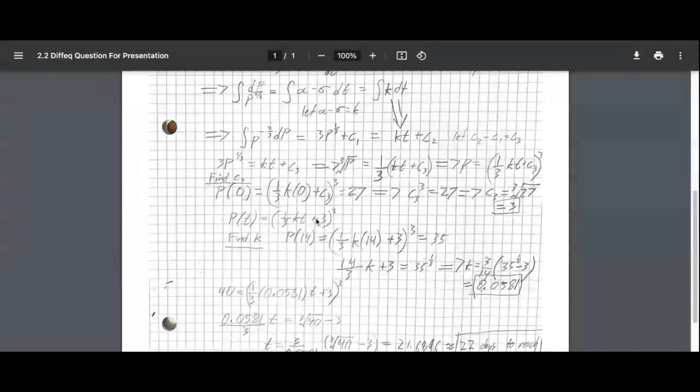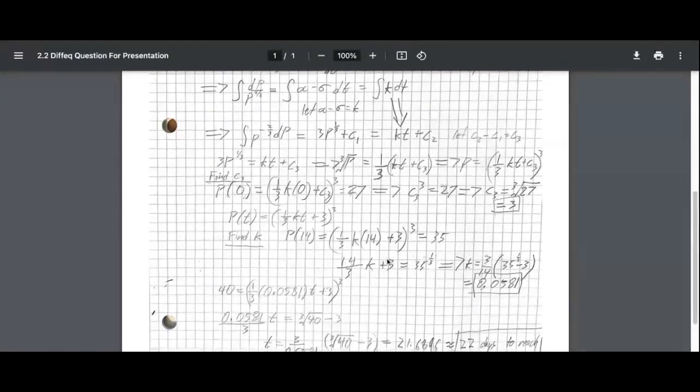And then we can plug that into the original equation. And now we can find k, because we have another thing we can plug in. P of 14 equals 35. And so basically we simplify that again, and over here we end up getting k equals this decimal over here on the right bottom hand side. It's some algebra, but it's just subtracting, dividing, and flipping some stuff.